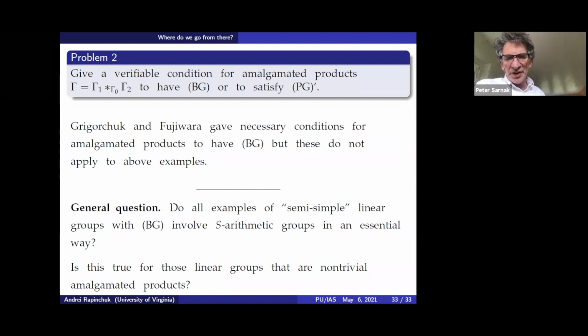So the way you're talking, you believe the congruence subgroup property in this last example, say in problem 2 here, you believe PG prime is true? Is that what you suggested?